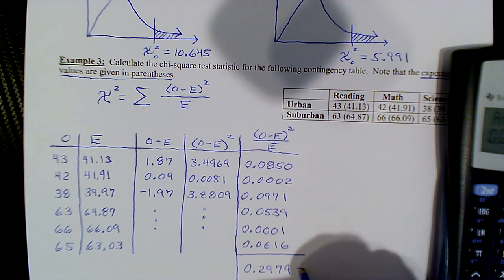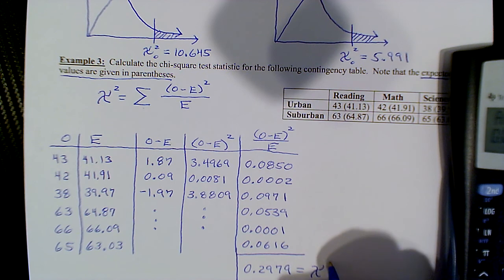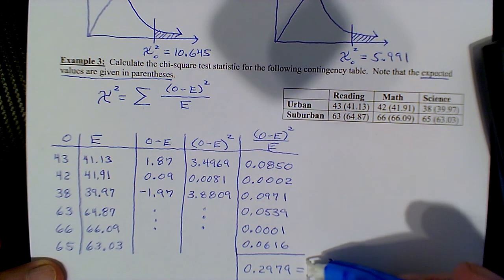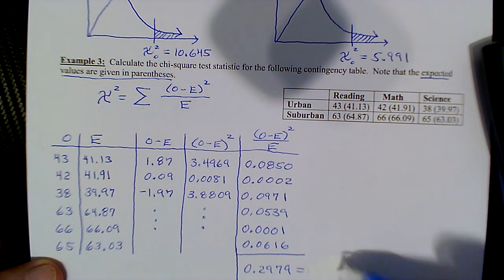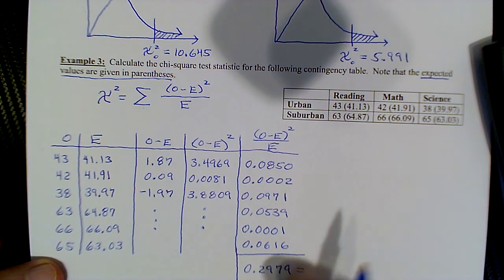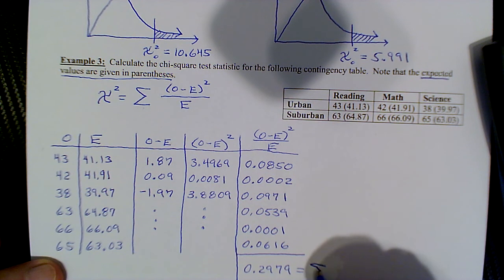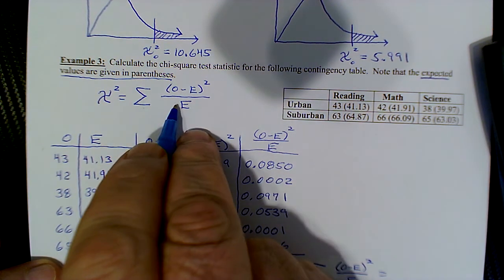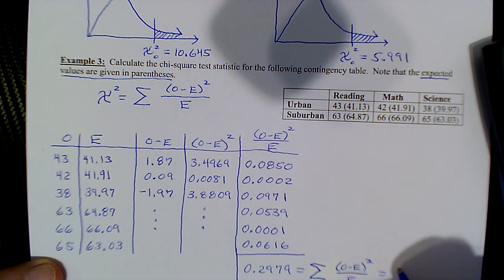Right, and then if we add all those together, we get 0.2979, and that's our chi-square test statistic. I'm going to be more formal here. That's the sum of, that column again is labeled as O minus E quantity squared over E. So the sum of those things is by definition our chi-square test statistic.